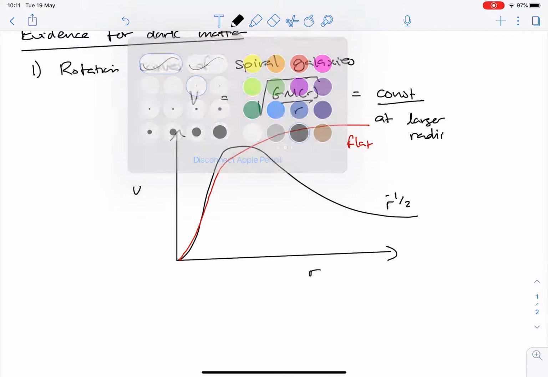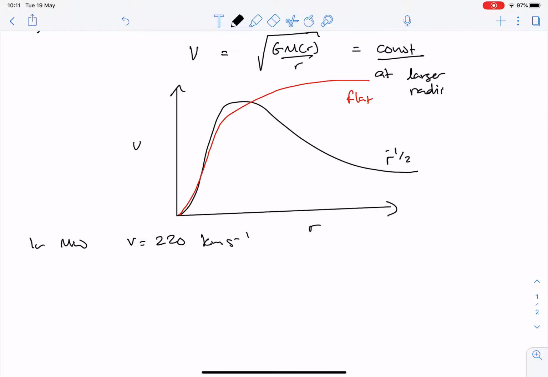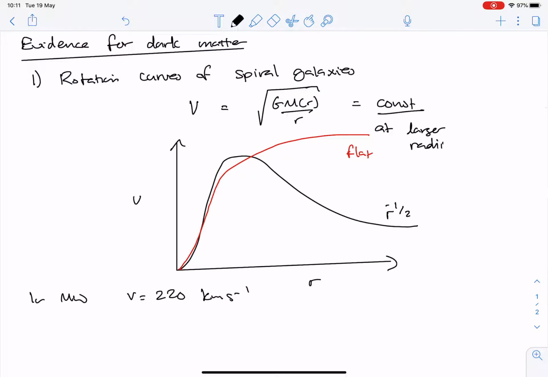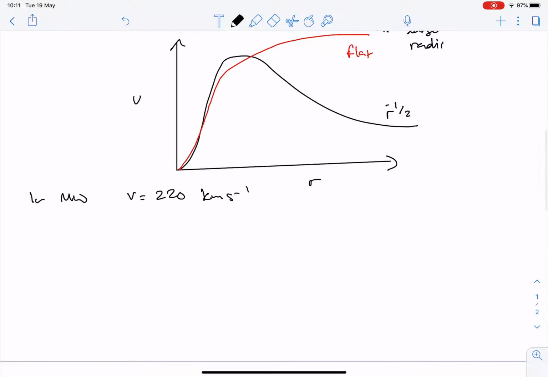And in the Milky Way, for example, the velocity is about 220 kilometers per second. And it carries on well beyond where you would expect that mass to be. And clearly, the mass must be proportional to the radius, such that it cancels out and you end up with a constant velocity. So mass increases beyond the visible light. That is what dark matter does.